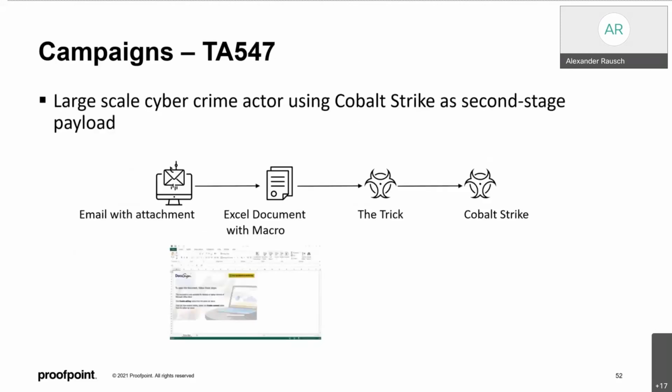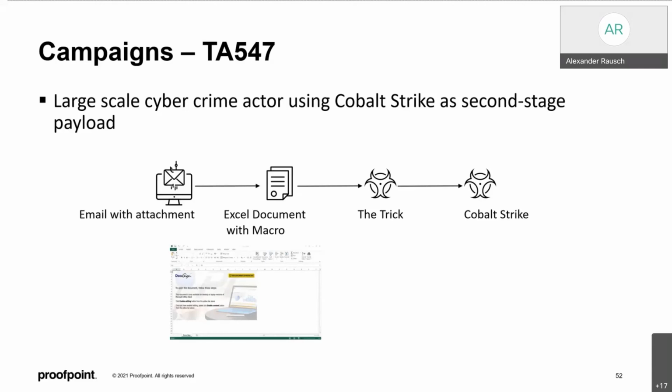But of course, we also see in the email execution flow CobaltStrike being delivered as a second stage payload, for example, by TA547, which delivered CobaltStrike with an email attachment, which was an Excel document with a macro again, which dropped TrickBot, which then loaded CobaltStrike as a secondary payload, because CobaltStrike is a pretty cool tool to use for C2 communication, and it's way more flexible than TrickBot is. So that's a little bit of insight from our email data.